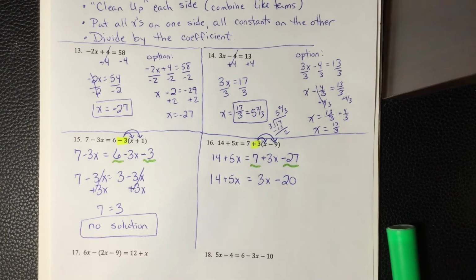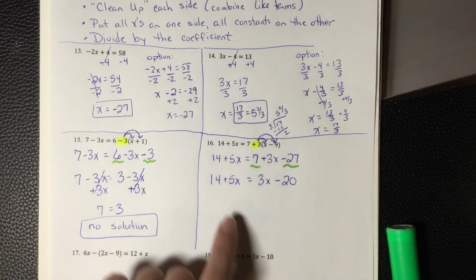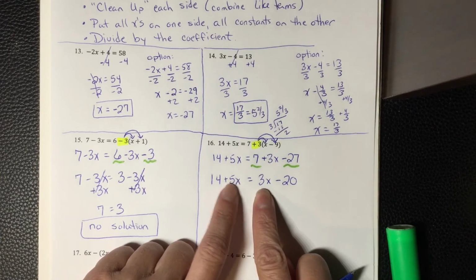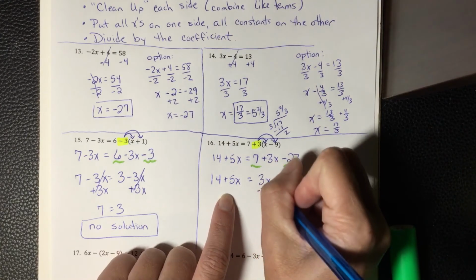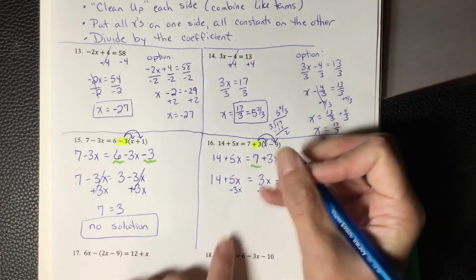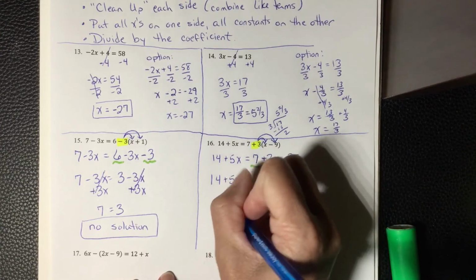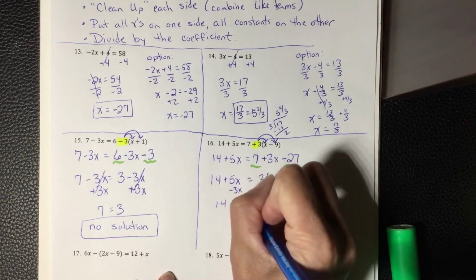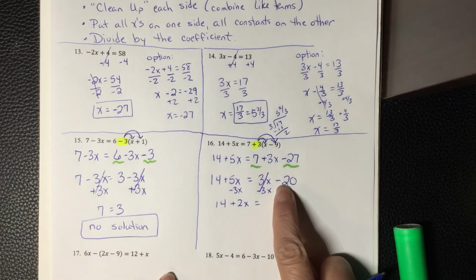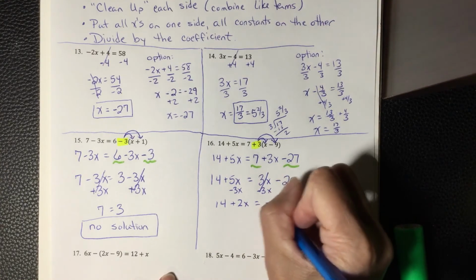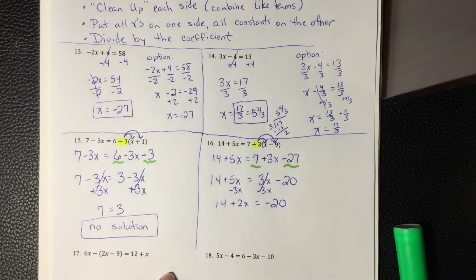Now I want to get all my x's on one side. I tend to put them on the left, although you can put them on either side. So I want my x's over here, so I want that 3x to go away. I'm going to minus 3x to both sides. They cancel here, and I get 14 plus 2x, so I do the 5 minus 3. And be careful here, you need to bring down that negative, so you're left with a minus 20.